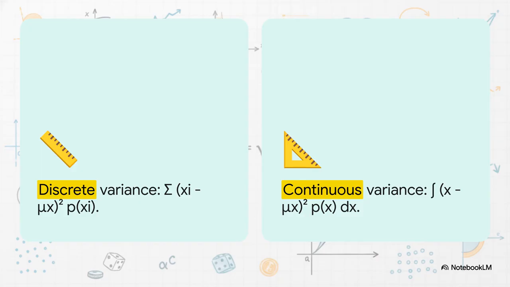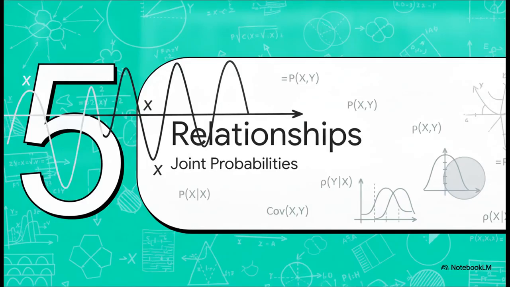But hey, just knowing the center isn't quite enough, is it? We need to know the spread, and that's exactly what variance does. Mathematically, it's the central moment of the first order of degree 2. We just subtract our mean from each value, square that difference so it's always positive, and multiply by the probability. Oh, and a quick side note, if you take the square root of that variance, boom, you've got your standard deviation. Moving right along to Section 5, joint probabilities and relationships.